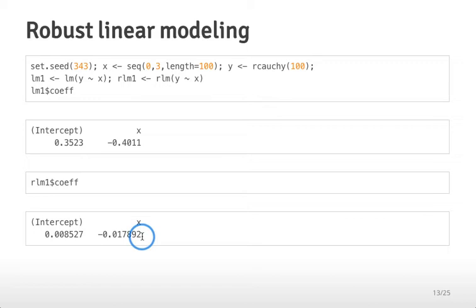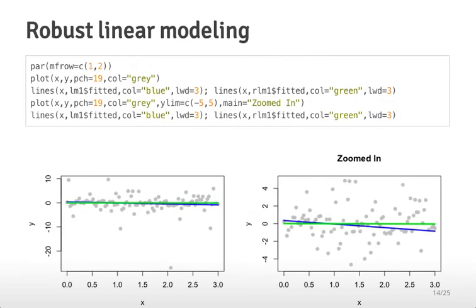This makes a little bit more sense because y and x are generated as totally independent of each other, so there really shouldn't be a very large x coefficient. Another way to look at that is to actually look at the fitted data. So here again is the data set, the x values on the x-axis and the y values on the y-axis, with the outliers being very large values. And then you can see two lines. The blue line is the line you get from LM, and the green line you get is from the robust linear model. When you're zoomed out this far, it's kind of hard to see the difference between the two lines.